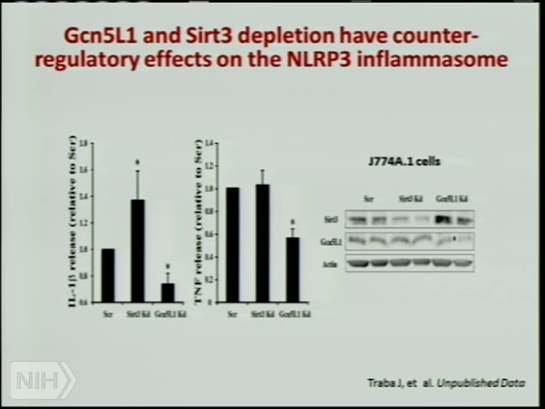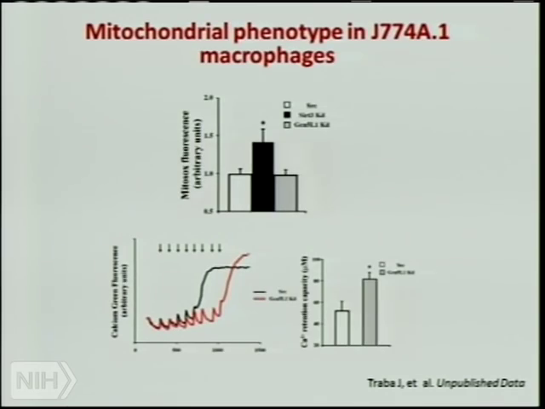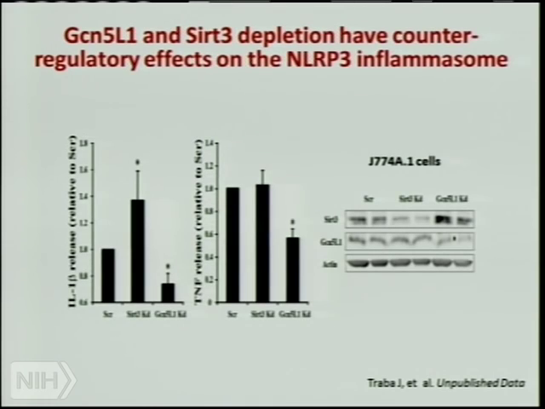So Javier looked to see what happens in the GCN5 knockdown macrophages, and demonstrates that as opposed to SIRT3, you get a profound reduction in IL-1 beta, although interestingly, you also get some reduction in TNF-alpha, which is not an inflammasome-associated event.